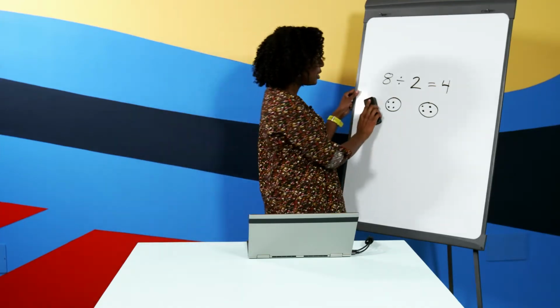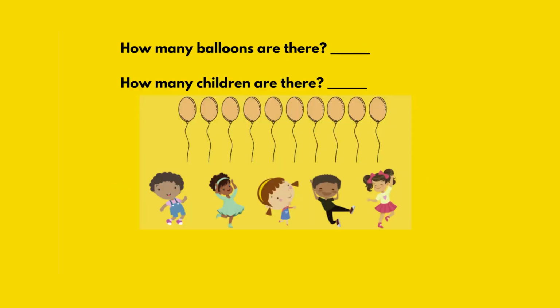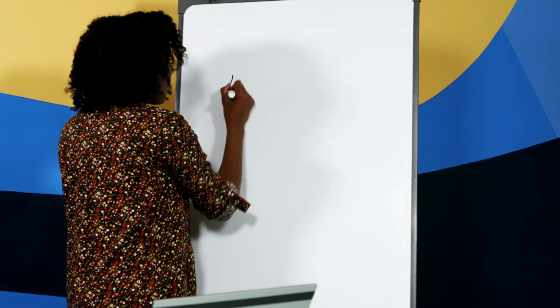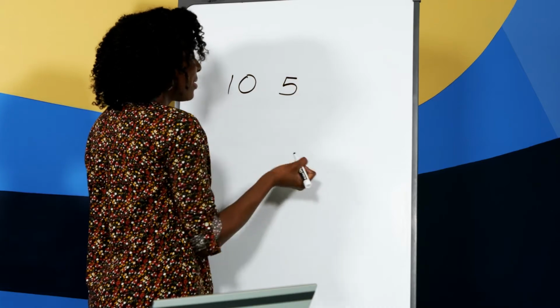Let's take a look at a new picture here. What do you notice? I see 5 friends. They look pretty excited. And I also see some balloons. Can you take a second to count how many balloons you see? Did you count 10 balloons? So did I. Nice job. So, how many balloons are there? That's right. We decided there were 10. How many children or friends do we see trying to share those balloons? That's right. There are 5.